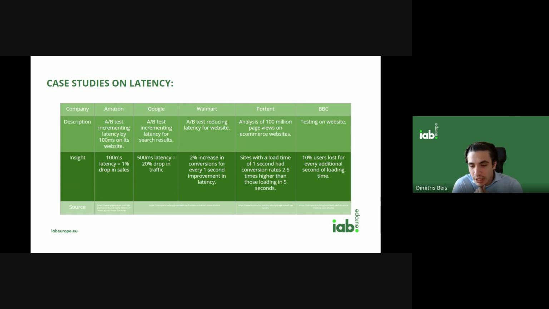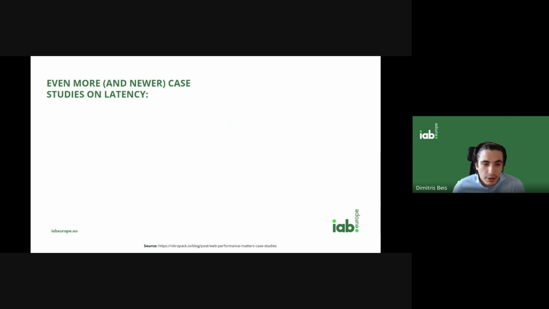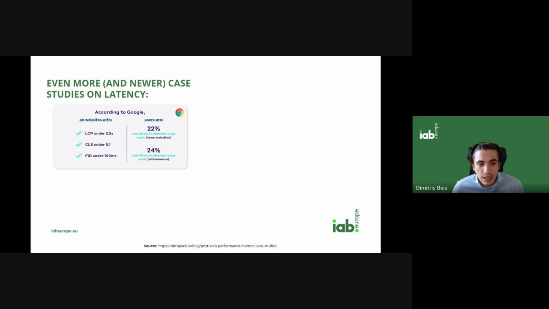So compression, really, we care about it from a carbon footprint perspective, but there's actually a very tangible other side of the coin here, with respect to other KPIs. Now, let's look at some newer case studies as well. According to Google, they did an analysis of a lot of websites. That's how they also set up their own standards around loading with Core Web Vitals.